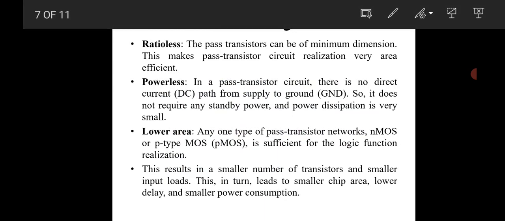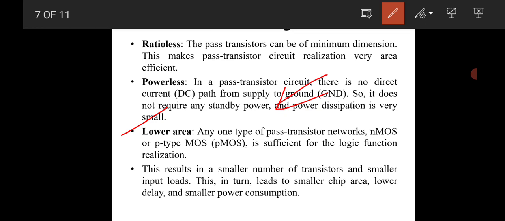powerless. In the case of the pass transistor circuit, there is no static or direct connection. That means in the pass transistor circuit, no PMOS circuit is present in the pull-up network. So you don't have any short circuit or switching power dissipation. Static power dissipation and short circuit power dissipation problems are not present in the pass transistor, and it also has lower area compared to the CMOS network.